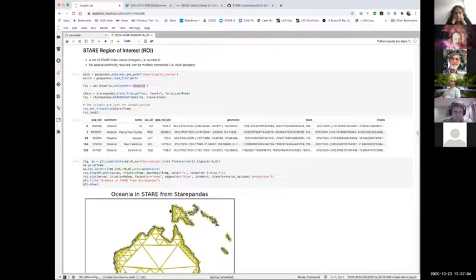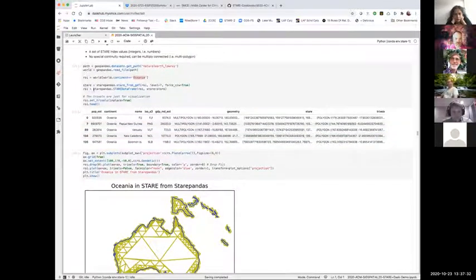Here, I'm just going to set up a region of interest. I'm going to feed Oceania into the world that I get from GeoPandas and read that database of shapefiles and convert them into STARE. And now I have a bunch of STARE representations of these different countries, landmasses, if you will. And I can use this to construct a region of interest.